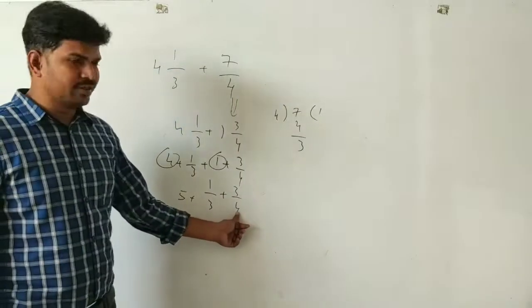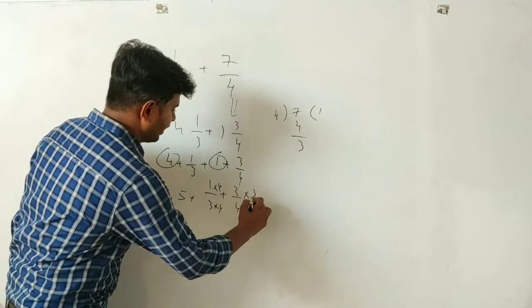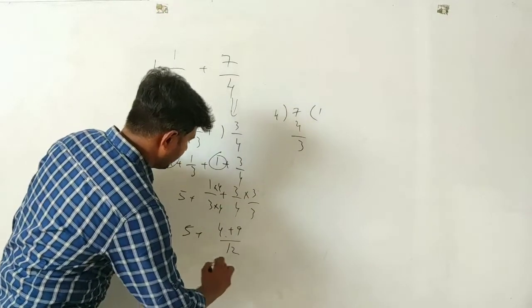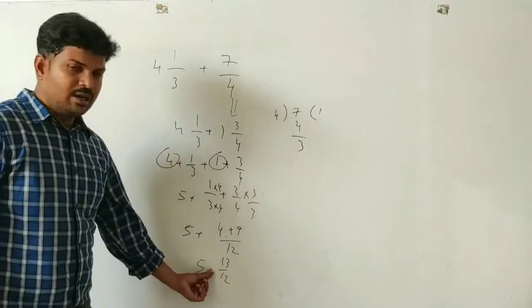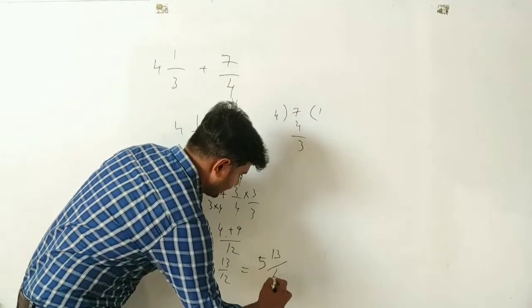Here 3 is there, here 4 is there, the denominators are not the same. To make them the same, we have to multiply and divide by 4 here, and multiply and divide by 3 here. Now it becomes 5 plus 4 plus 9 divided by 12, 5 plus 13 divided by 12. Again, this mixed fraction can be combined and written as 5 13 by 12.